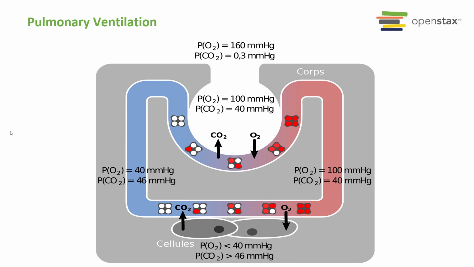And at this point in time, the partial pressure of oxygen now is less than 40 millimeters of mercury, and the partial pressure of CO2 is greater than 46 millimeters of mercury. And so CO2 is favored to go back into the circulation and make its way to the lungs, where it can be offloaded to the alveoli and back to the external environment.